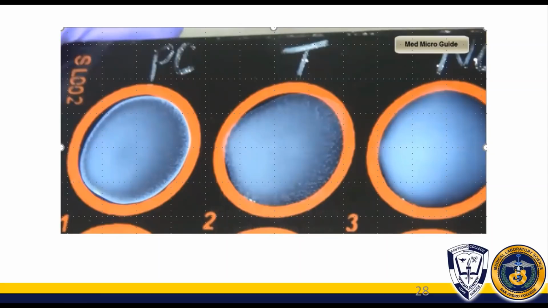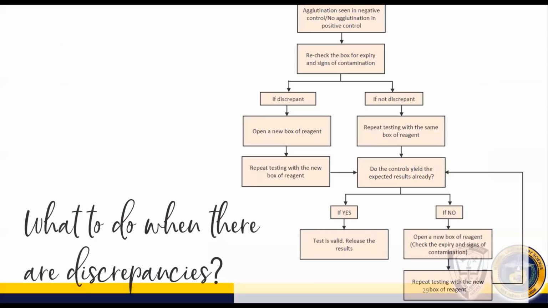Now, what if there is no agglutination in the positive control? Or what if there is agglutination in the negative control? There are discrepancies when that happens. Now, anong gagawin natin when discrepancies are encountered? Here is how we troubleshoot in the laboratory. So this here is a flowchart that you can follow if you encounter discrepancies.